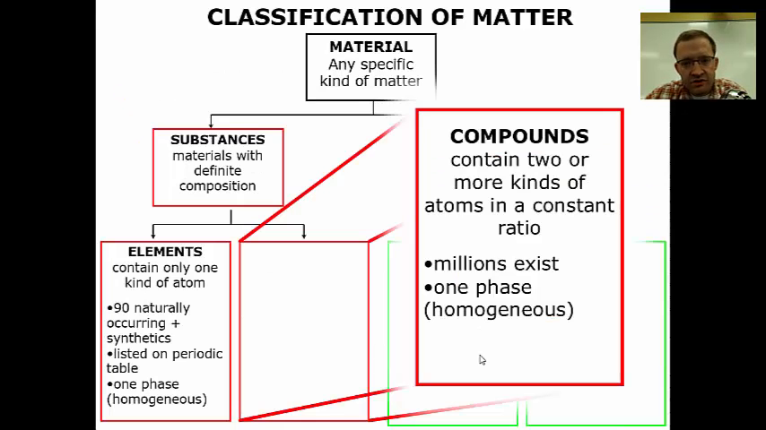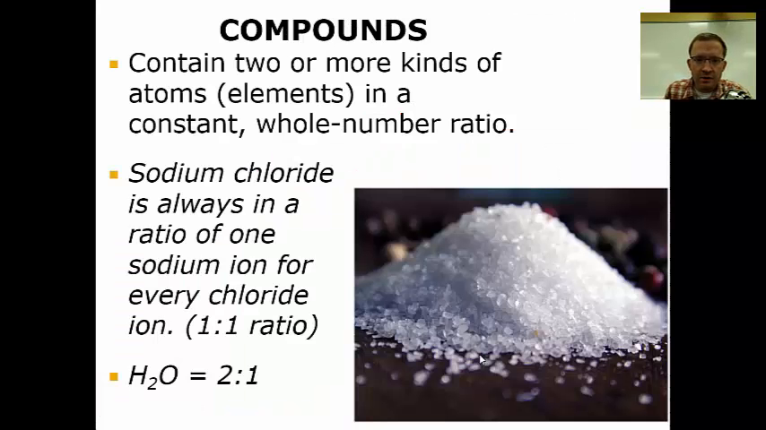On the other side of that division is a compound. A compound is a material, yes. It's a substance, yes. And even more specifically, it's a compound. A compound has two or more kinds of atoms in a constant ratio. And that ratio is really important. There are millions of these, but all of them are homogeneous, which is to say they have one phase only and no interfaces. So compounds are things like sodium chloride.